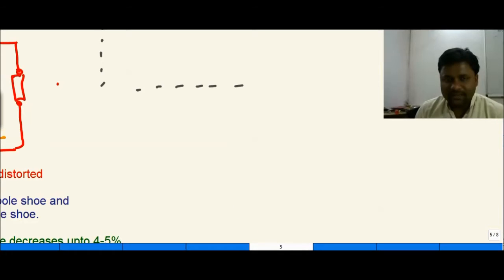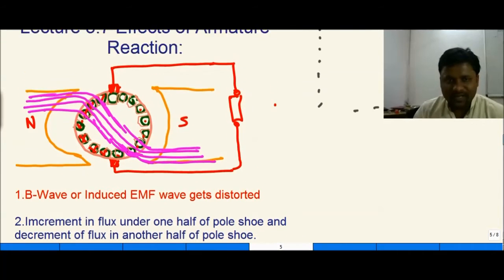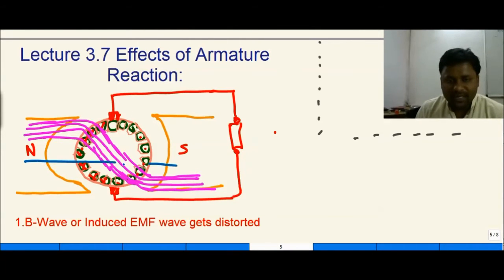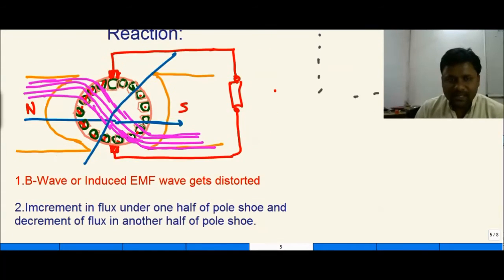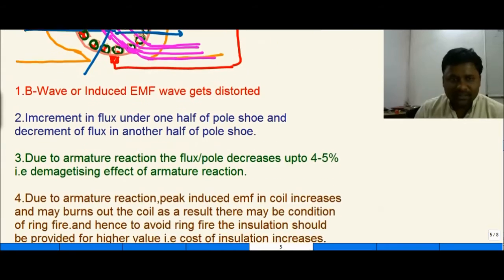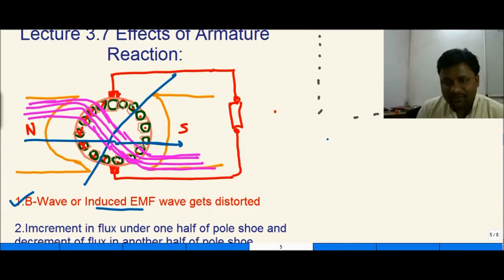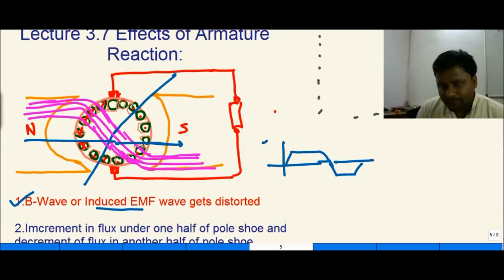This is lecture number 3.7, where we can understand the effects of the armature reaction. When there is a constant magnetic field, the resultant changes, and we have to understand what the effect will be. The first important factor is that the B wave, or the induced EMF wave, gets distorted. Generally, we obtain the induced EMF wave like this for a conductor like conductor A. It is trapezoidal in nature, not an exact sine wave.